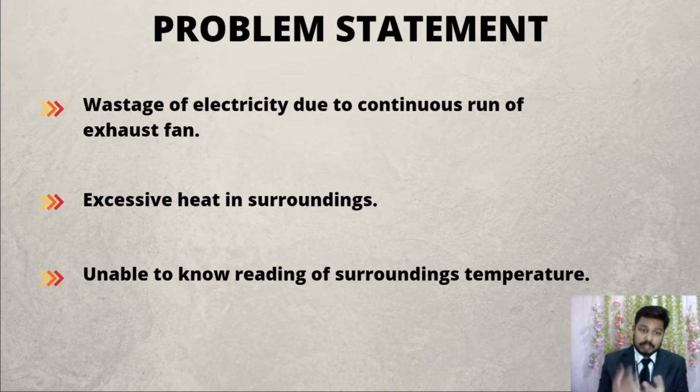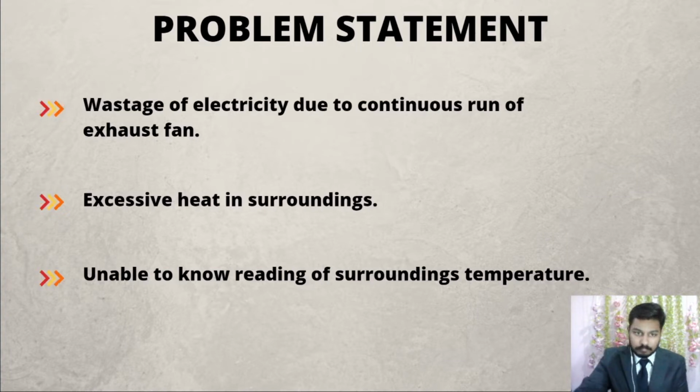So second thing is we actually have excessive heat in our surroundings. And third problem is we are unable to know the reading of our surroundings temperature. So this is very important in case if we have any sort of plants or whatsoever that need a suitable temperature for it to live. So that's why knowing the surroundings temperature is actually very important.